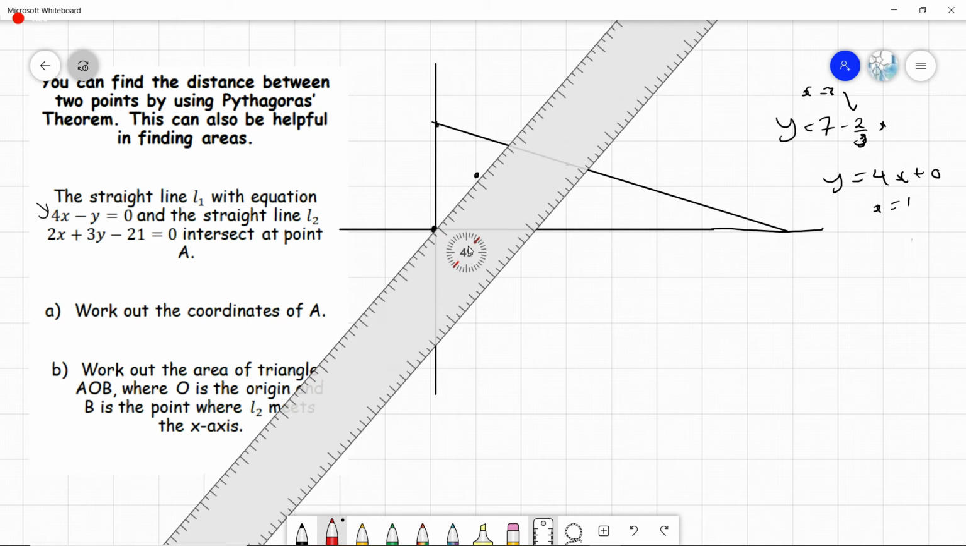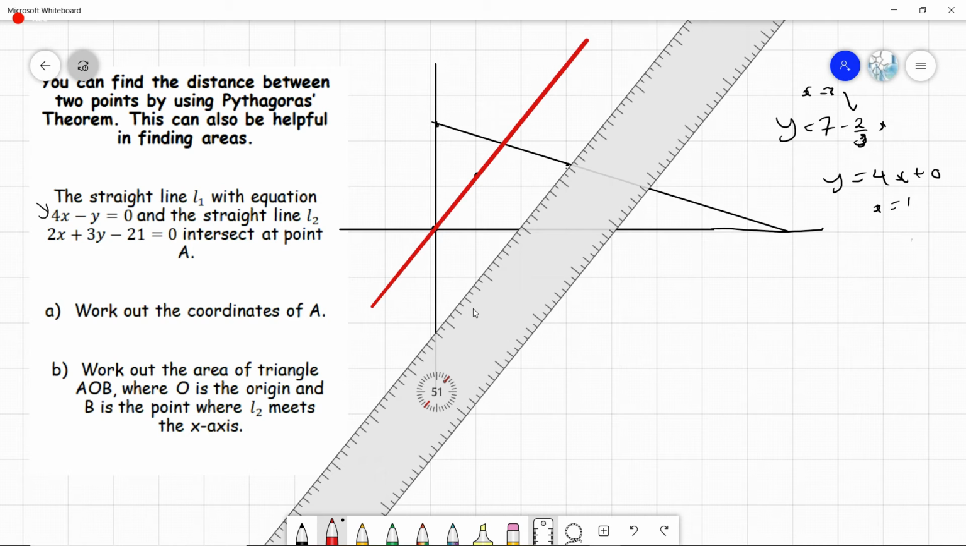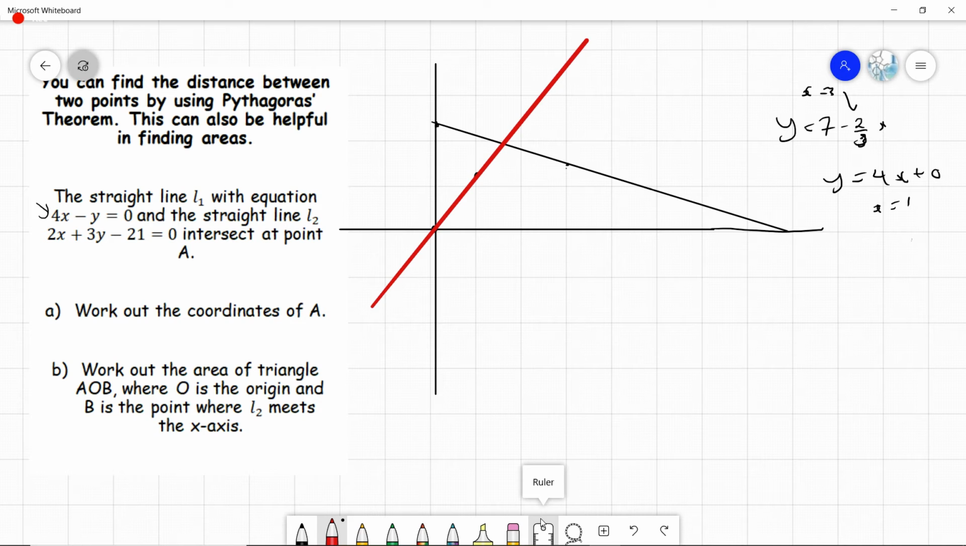This is just a visualization. I thought I'd do this with you so you can see what's happening. That's the point there. You can see we created a triangle there. Okay, so now we've done the triangle. Let's answer the questions. The first one says, work out the coordinates of A.